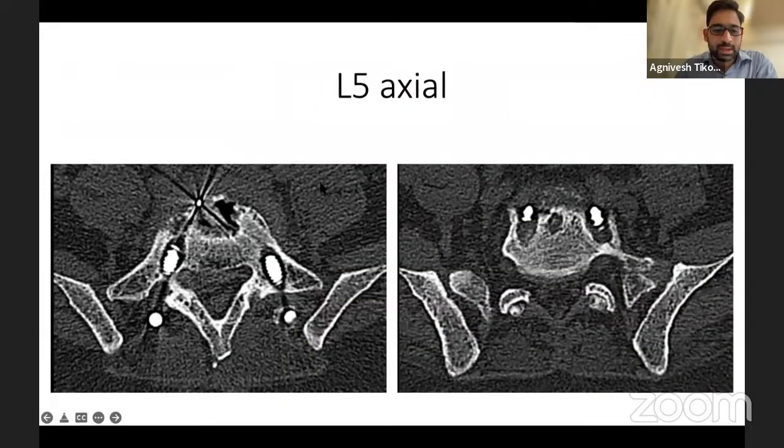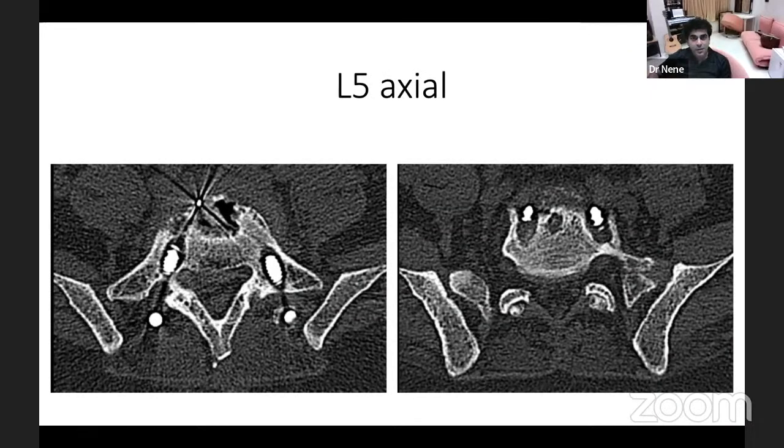So, and these are big halos around the L5 screw. So in this situation, can I ask Dr. Nene how to salvage the situation? I would still put my money on medical treatment here, and I've done it in the past. The only thing is that I'm not sure if osteoporosis is a cause or aseptic discitis.